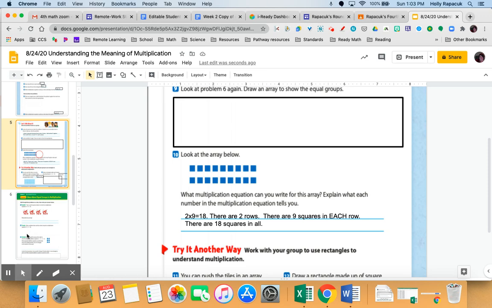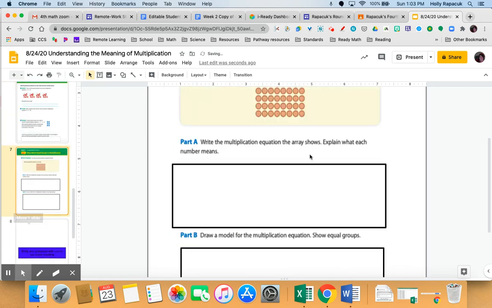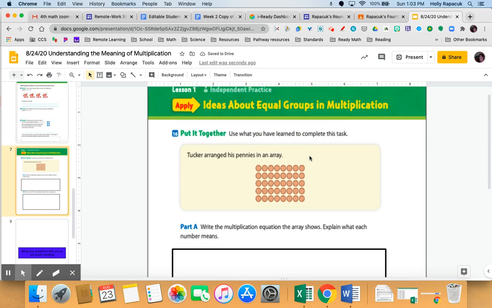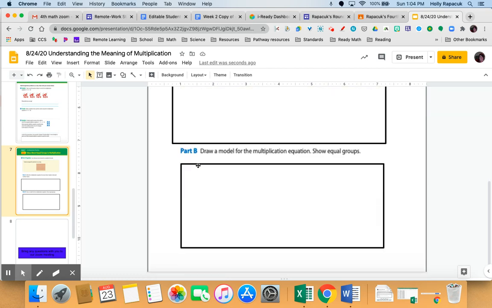All right, let's look at this page. Okay, we're going to put it together. So we're going to apply. This is the independent work. Use what you have learned to complete the task. What I want you to do is complete problems 16, A and B.